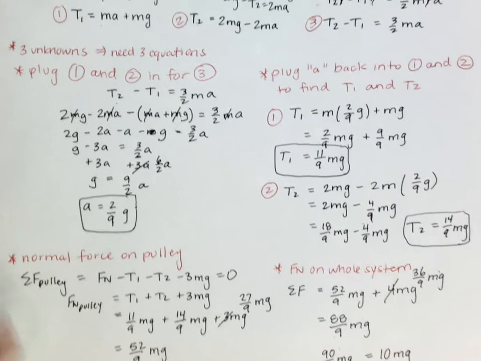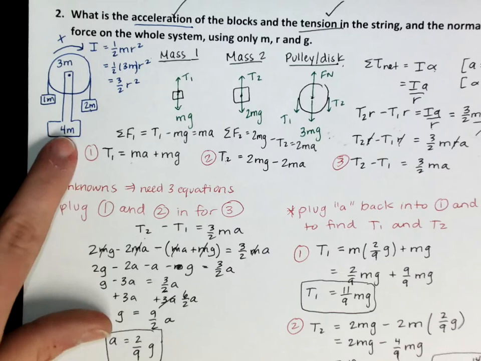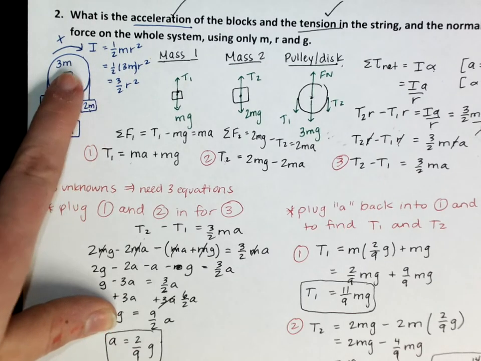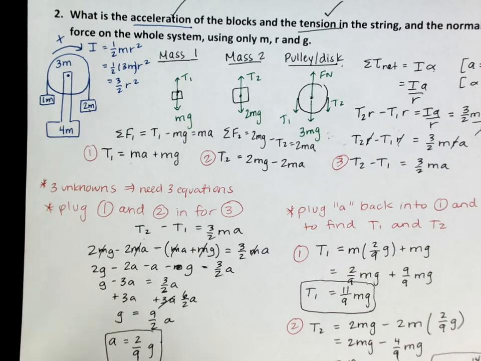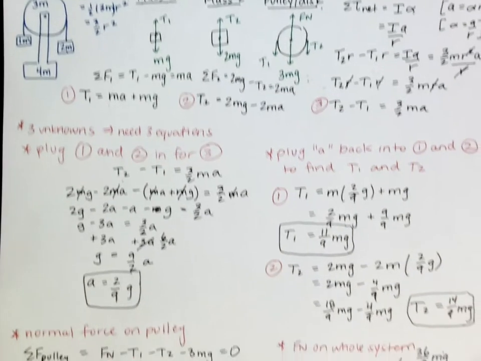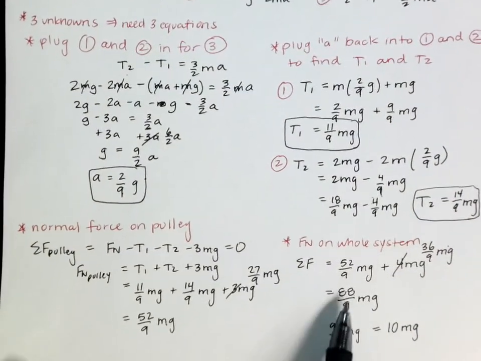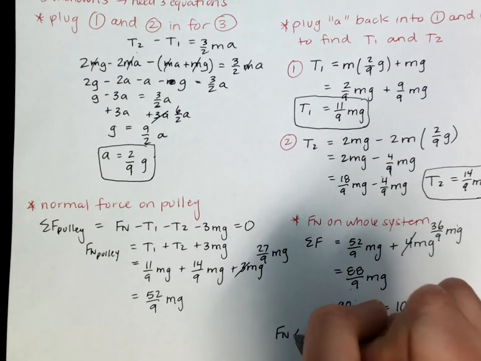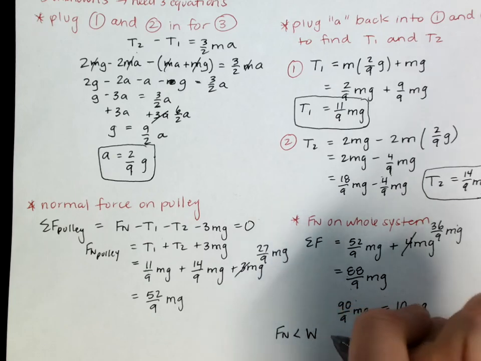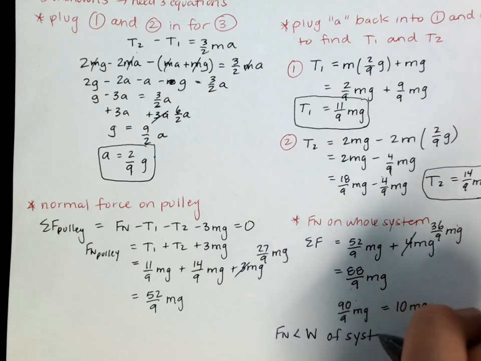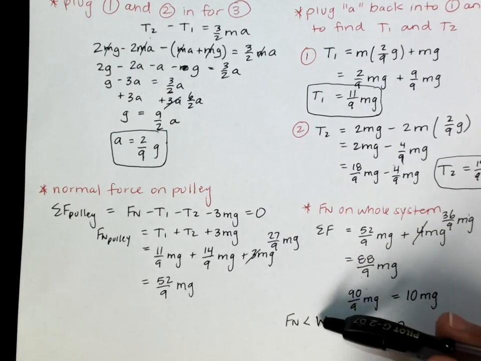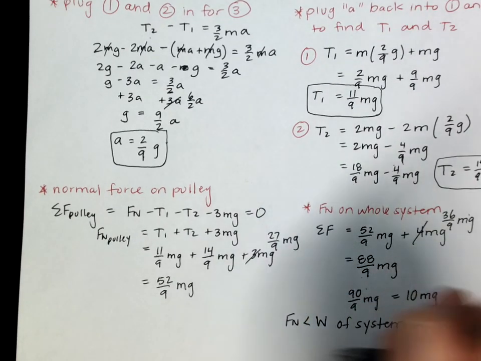Which if you go back up to your picture, you'll notice 4m plus 2m, that's 6, plus another 3, that's 9m, plus another 1, that's 10m. Okay, well, that's the total weight of the system. So our normal force we calculated is less than the weight of the system. So normal force is less than the weight of system, which means that our whole system must be accelerating. And if the weight is greater than the normal force, that means the whole system is accelerating downward.